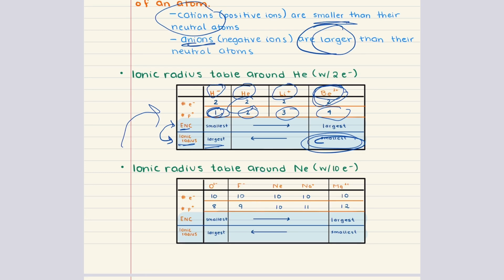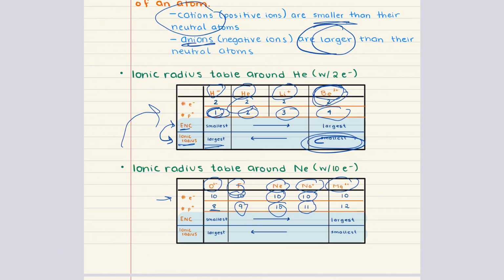Similarly, let's analyze another set of ions. All these ions are going to have 10 electrons. We have O2 minus, our oxide ion. It has 10 electrons and 8 protons. Then we have our fluoride ion. It has 10 electrons, 9 protons. Neon has 10 electrons, 10 protons. Sodium plus has 10 electrons, 11 protons. And magnesium 2 plus has 10 electrons, 12 protons.